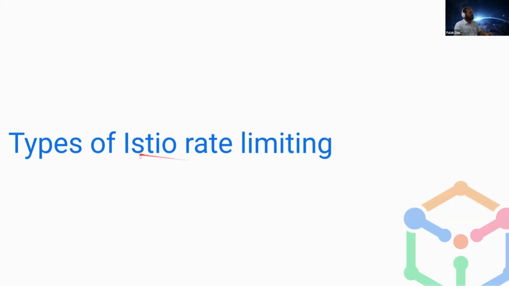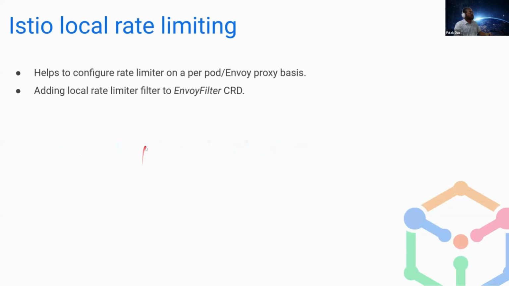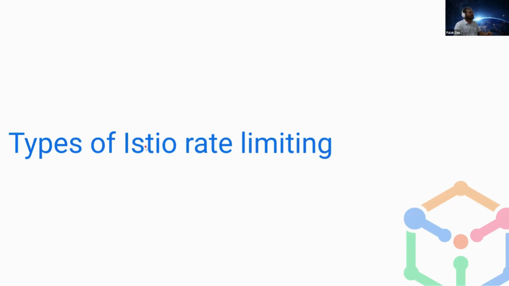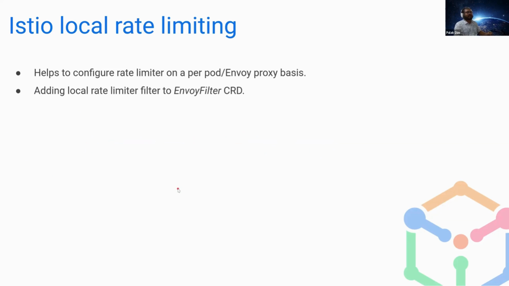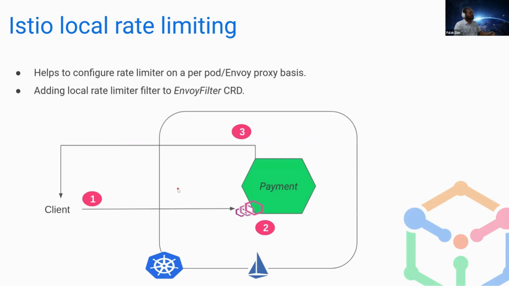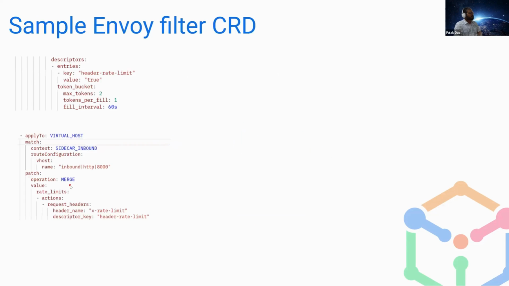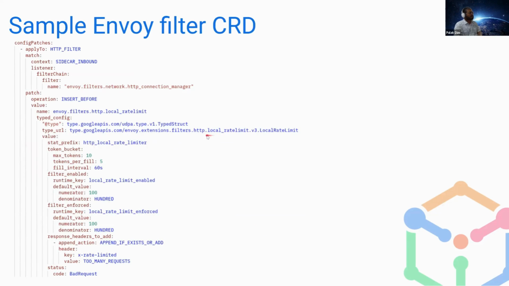So now we'll cover the rate limiting types in Istio. First of all is the local rate limiting, which is the very one that I showed over here, right? So rate limiting will happen on a per pod or proxy basis. And again, you should keep the type in mind. So this is a local rate limit. This is the type of the local rate limit filter.